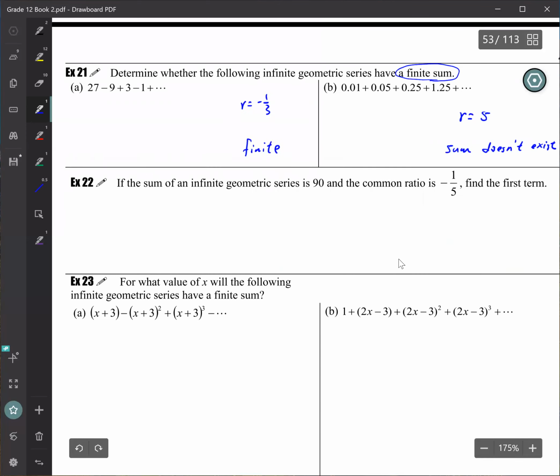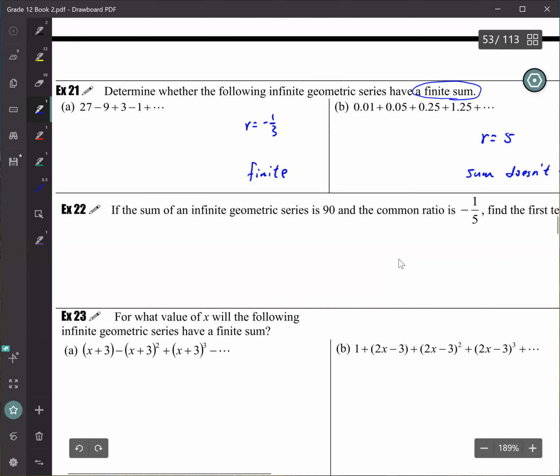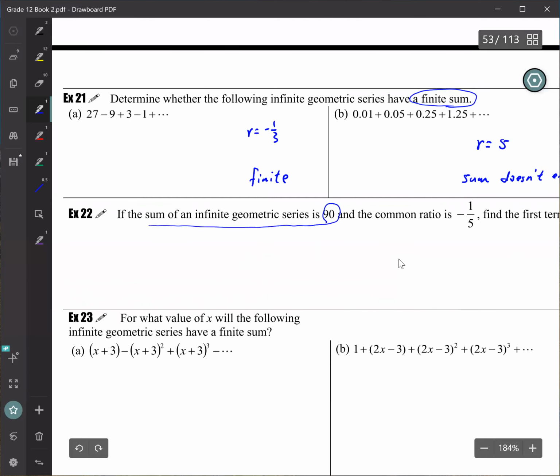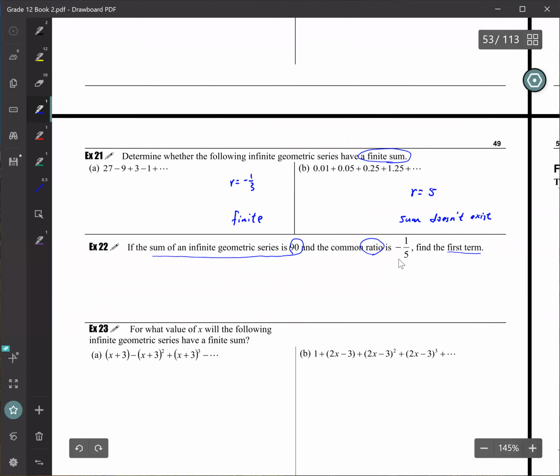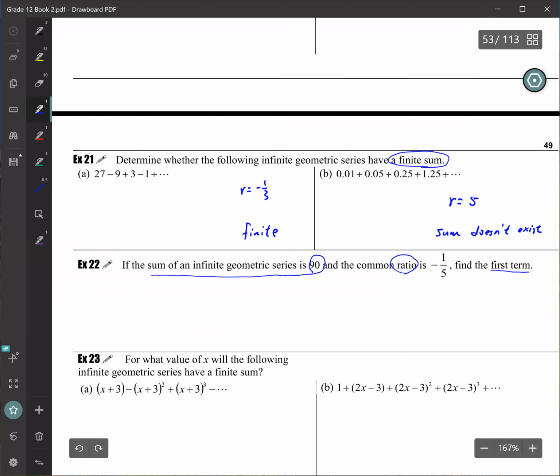Okay, number 22. Here it says if the sum of an infinite geometric series is 90, and the common ratio is this, find the first term. Okay, so this one is not too difficult. I won't say anything, I'll let you try it first. And if you can get an answer, you can raise your hand.